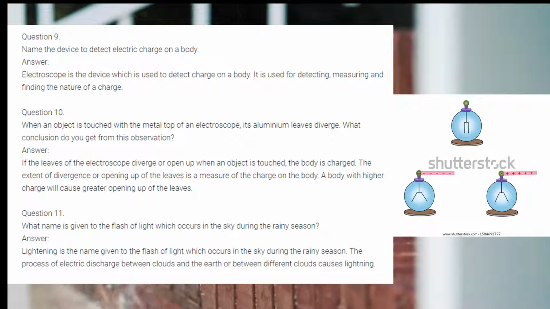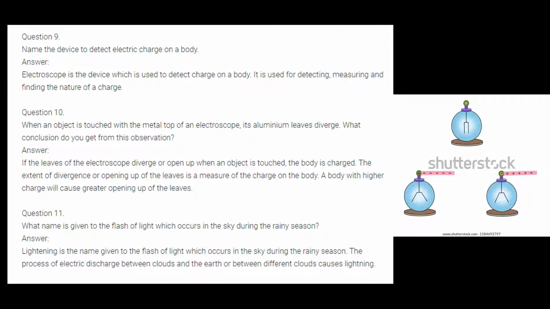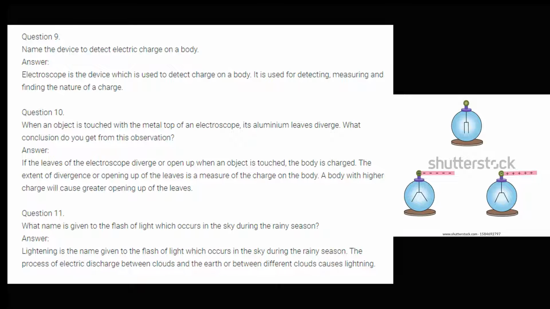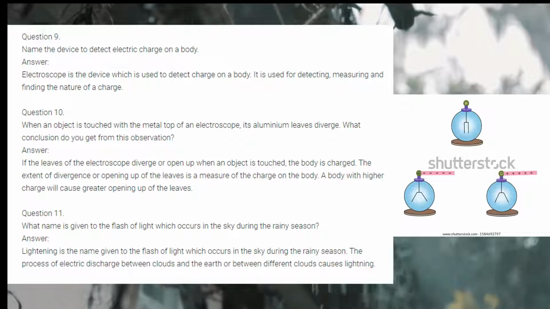Question 10. When an object is touched with the metal top of an electroscope, its aluminum leaves diverge. What conclusion do you get from this observation? Answer. If the leaves of the electroscope diverge or open up when an object is touched, the body is charged. The extent of divergence or opening up of the leaves is a measure of the charge on the body. A body with higher charge will cause greater opening up of the leaves.